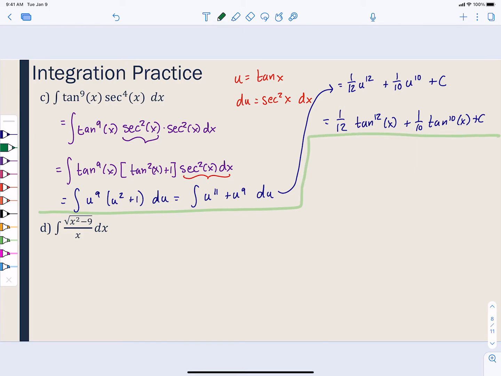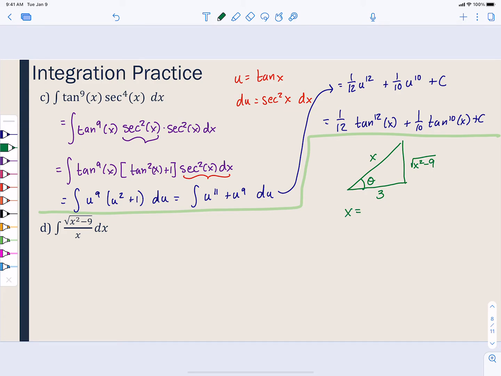All right, so this next one, when we see a square root where we've got a perfect square and x squared being either subtracted or added, that's telling us that we're going to have a trig substitution. So we're going to want to draw a triangle here. And the triangle that we're going to want to use here is where our opposite side is the square root of x squared minus 9, and x is our hypotenuse and 3 is our adjacent side.